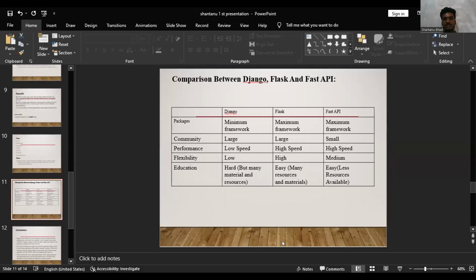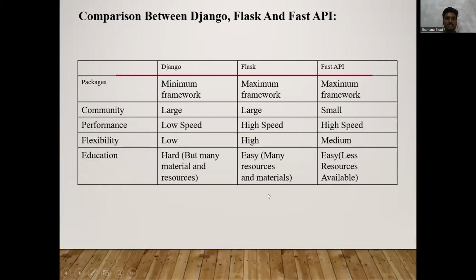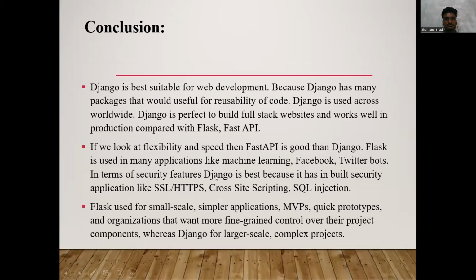So we have the comparison between Django, Flask, and FastAPI. As a package, Django is a minimum framework, while Flask and FastAPI are maximum frameworks. On community, FastAPI is a newer version, so it has a smaller community, while Django and Flask have larger ones. On performance, Django has low speed, while Flask and FastAPI have high speed. Flexibility is low in Django and medium to high in Flask and FastAPI. For education purposes, Django is hard, while Flask and FastAPI are easy.